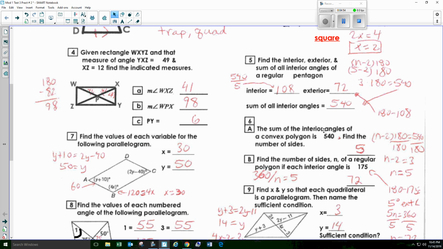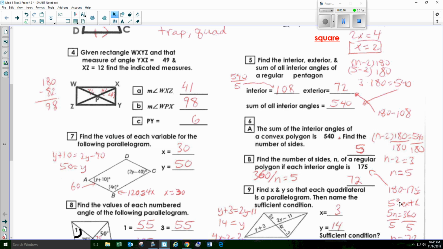Okay, it's probably not going to be like that on your test. It'll be different numbers. Find the number of sides of a regular polygon. So that's when we need to know that if each interior angle is 175, then every exterior angle will be the same. That's why we need to know that it's regular. Remember, the interior and the exterior are supplementary. So 180 minus 175 is 5 degrees for the exterior angle.